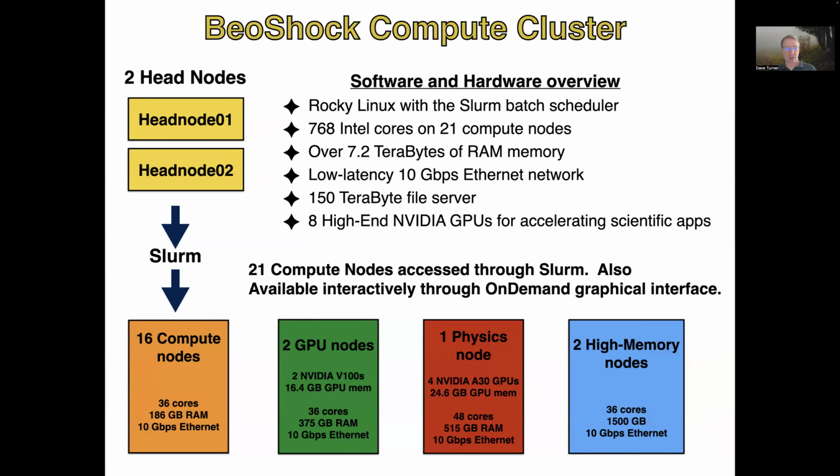This is BeoShock. It's a smaller system, 768 Intel cores on 21 compute nodes, but likewise has multiple nodes for parallelism, multiple cores per node, typically 36 cores in most of these nodes, and has 8 GPUs in there for accelerating scientific apps, and is connected by 10 gigabits per second Ethernet network.